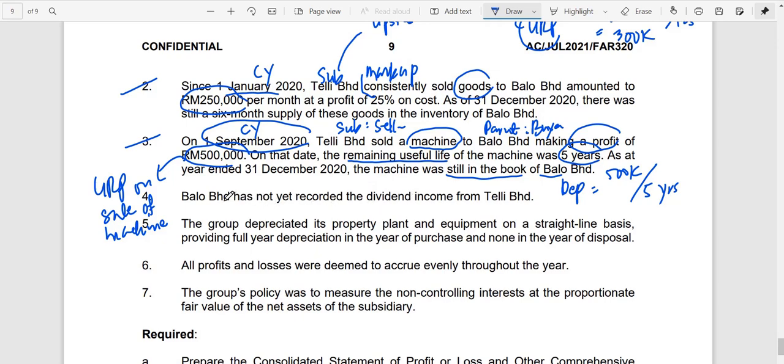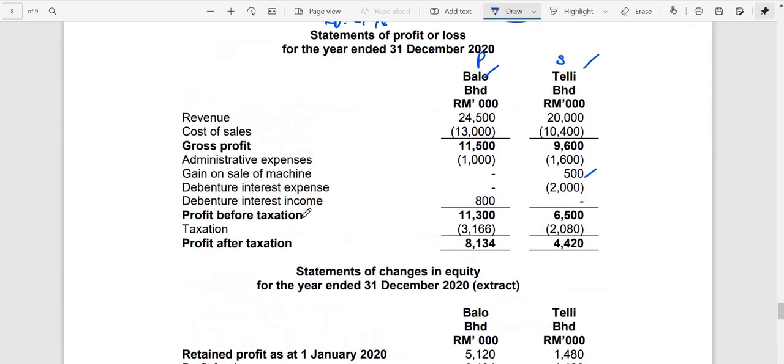So this is an intercompany transaction. Balo has not recorded. You need to record, but at the end of the day, you need to eliminate, since the dividend that was recorded or received from the subsidiary Tally is an intra-group transaction. So here it has not been recorded, since what you have is just the debenture interest income, which is also an investment income.